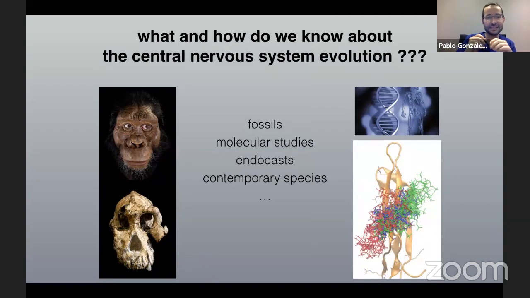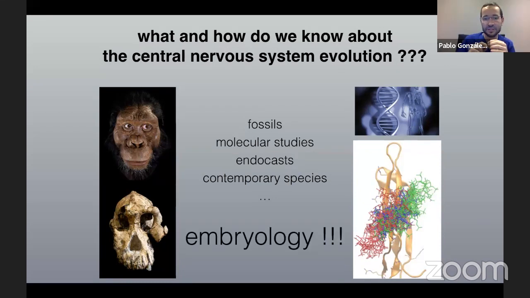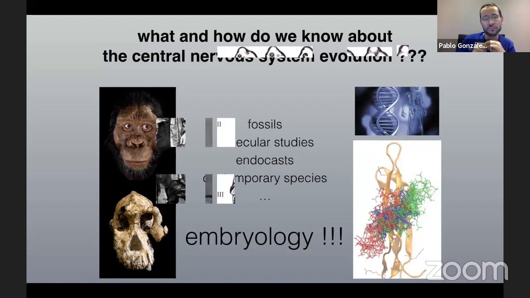What and how do we know about the central nervous system? Mainly it's coming from fossils. We can study them from molecular studies, endocasts, and the contemporary species, which are those species who were in the past already on the Earth. But probably the most important source of information to understand how this evolution has been happening is the embryology. So we can learn a lot from the embryological evolution.